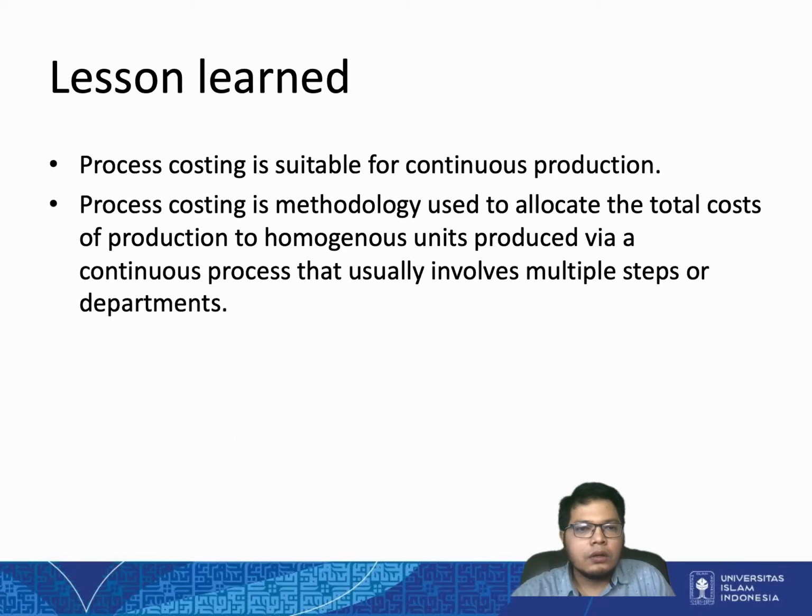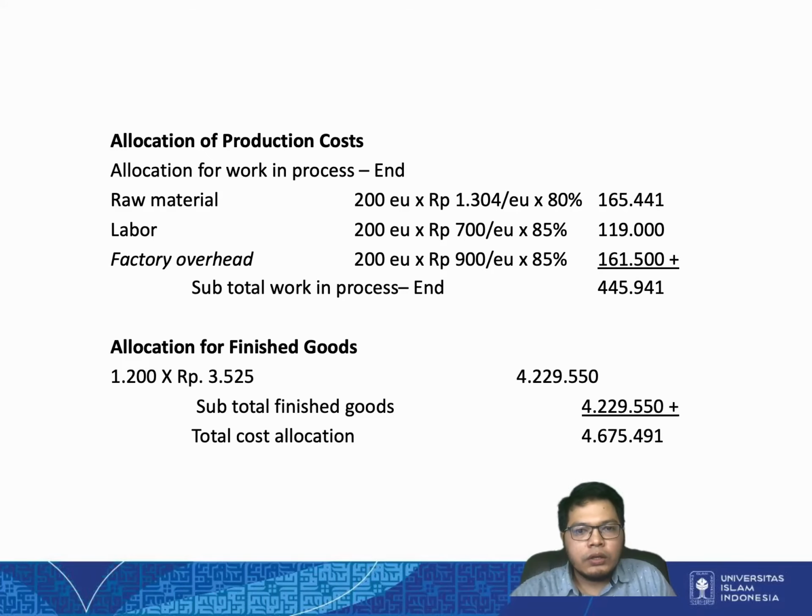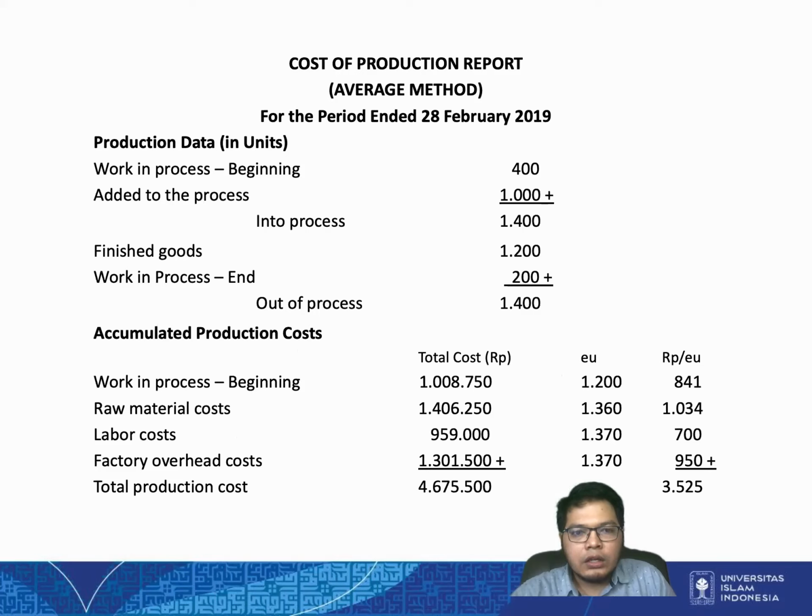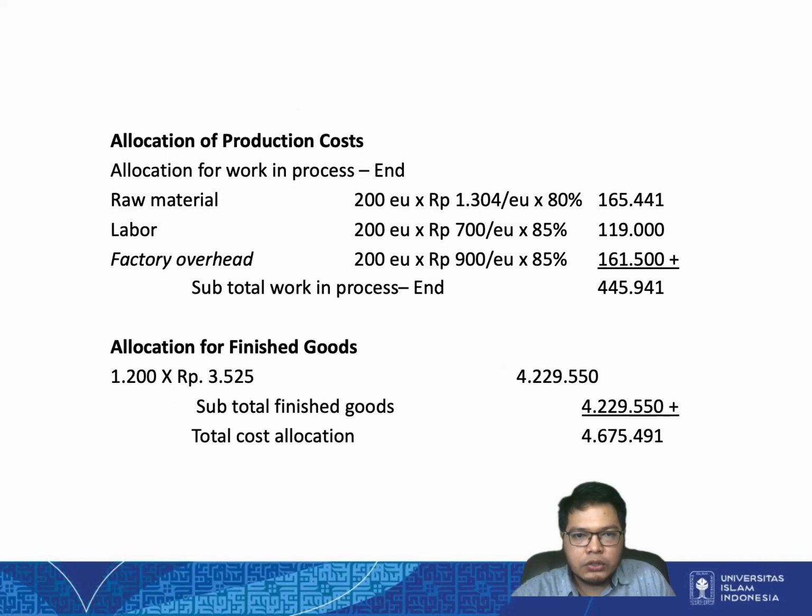Okay, that's what we can get. As you can see here directly, the cost coming from the previous period will be combined directly with the second period, or even from the previous department will directly combine with the next department. So this is what we call the weighted average method.